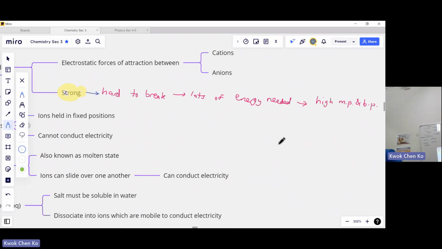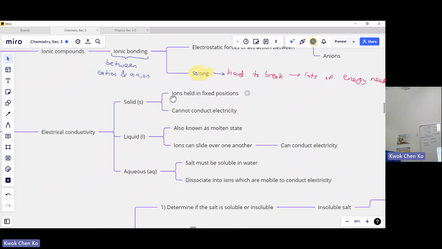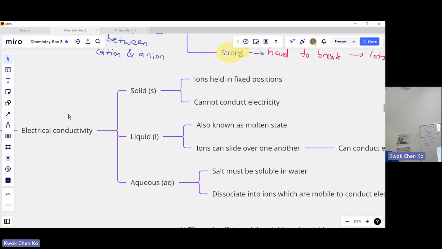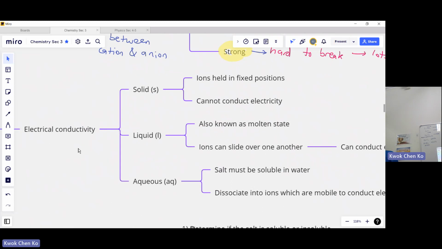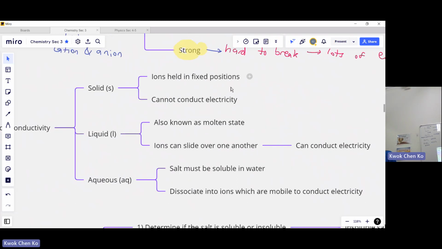What else do they ask? This one. They like to ask about electrical conductivity. And for this, you have to differentiate between solid, liquid, and aqueous. So in solid, all the particles are held in fixed positions. Hopefully remember that. So cannot conduct electricity.